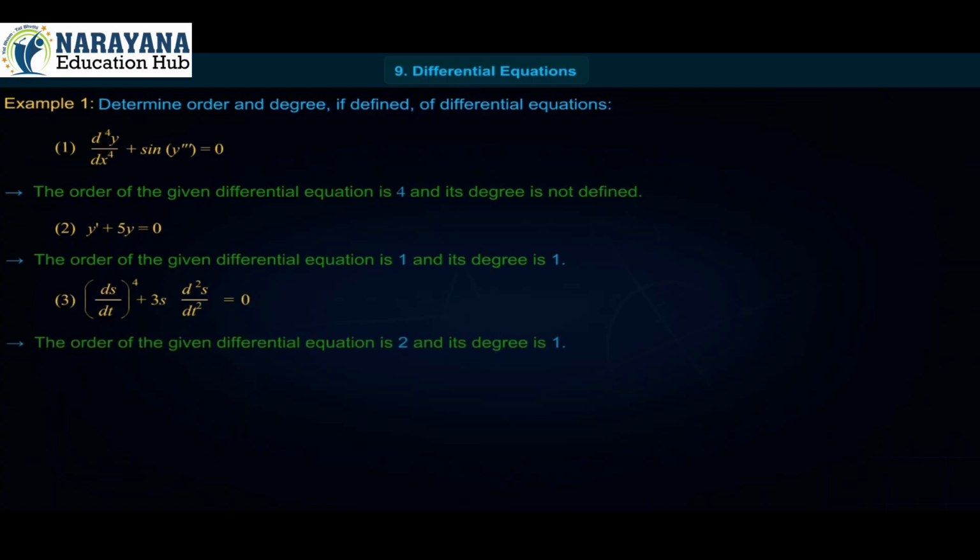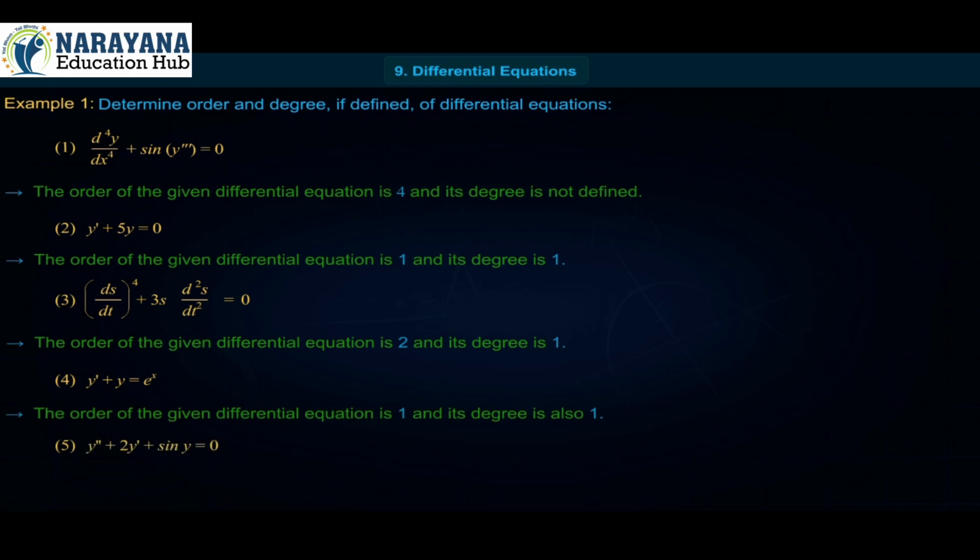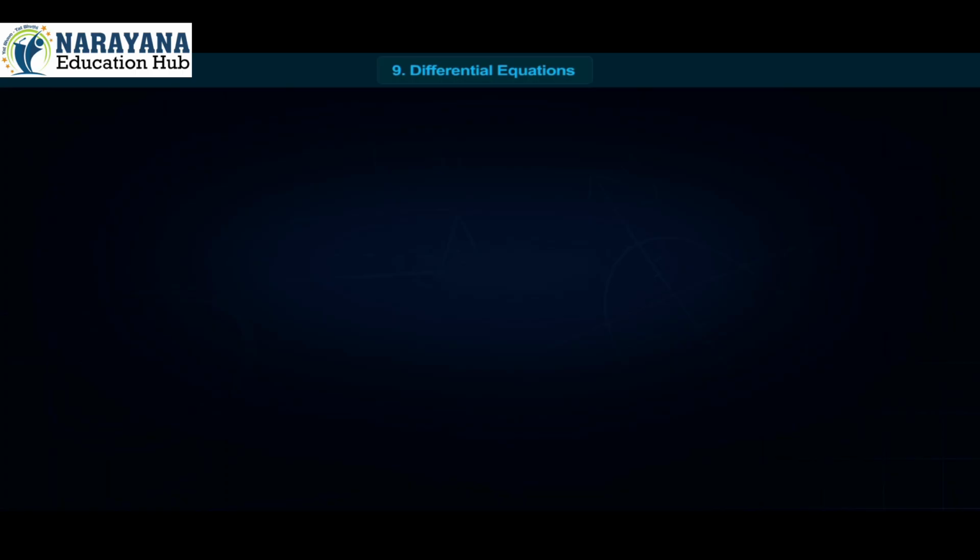The order of the given differential equation is 2 and its degree is 1. Number 4. y dash plus y is equal to e raised to x. The order of the given differential equation is 1 and its degree is also 1. Number 5. y double dash plus 2y dash plus sin y is equal to 0. The order of the given differential equation is 2 and its degree is 1.